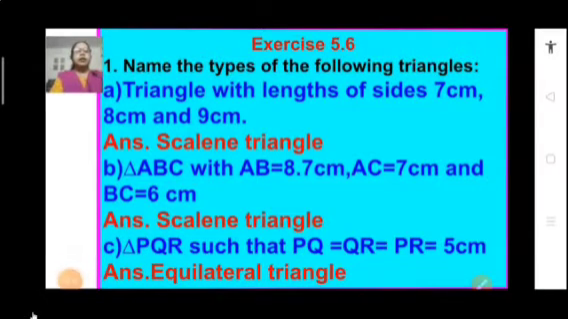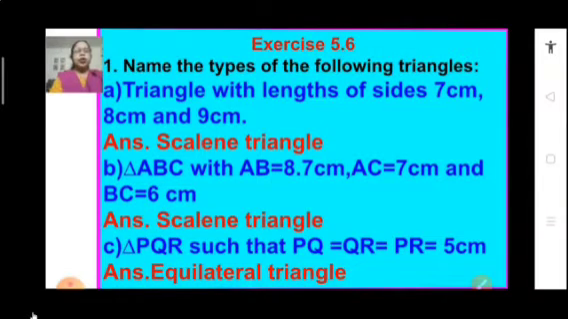Question 1. Name the types of the following triangles. A. Triangle with lengths of sides 7 cm, 8 cm and 9 cm. So lengths of all the sides are different, so it's a scalene triangle. B. Triangle ABC with AB equal to 8.7 centimeters, AC equal to 7 centimeters and BC equal to 6 centimeters. AB, AC and BC are three sides of the triangle ABC and they are of different lengths. So it's a scalene triangle.